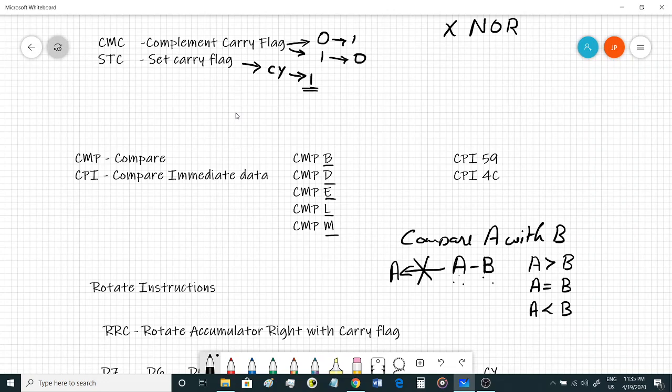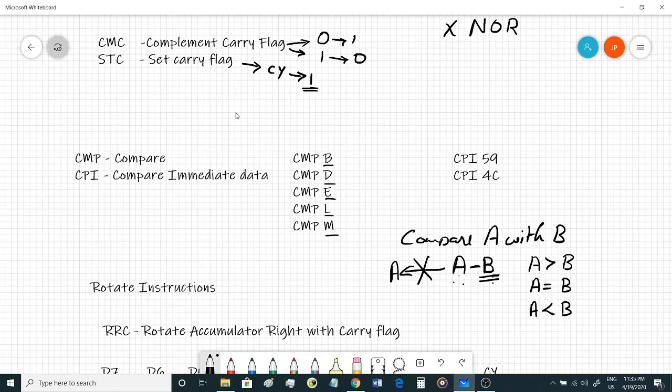So whenever you give an instruction like CMP B, what happens is that the A minus B operation happens and the flags will get updated. Now how to find out whether A is greater than B, or A is equal to B, or A is less than B? There are ways in which you can find this out by checking the flags. Now whenever you subtract A minus B, if a borrow is taken, that means that B is greater than A.